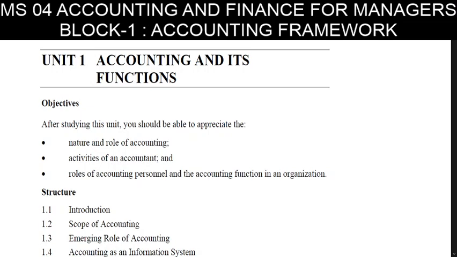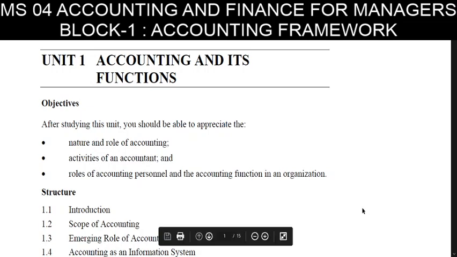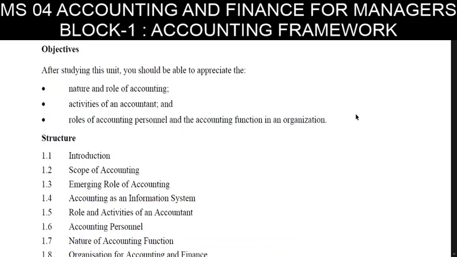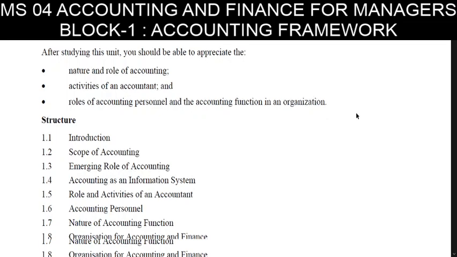Today we are going to see unit number 1 in the first block, which is Accounting Framework. Let's begin the chapter. Unit number 1, Accounting and its Functions. In this unit we will be studying nature and role of accounting, activities of an accounting, roles of accounting personnel, and the accounting function in an organization.